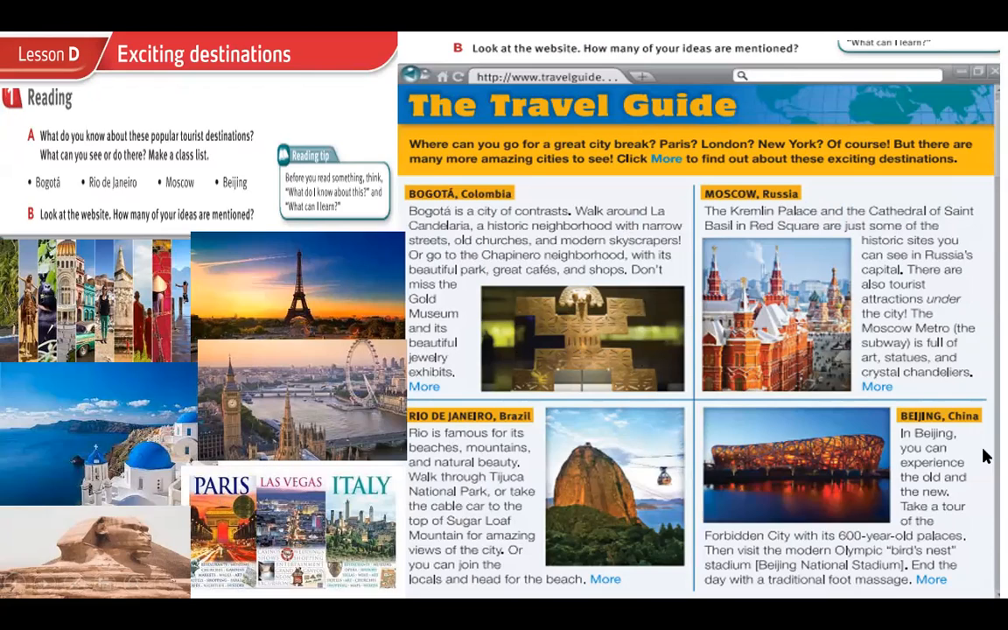Okay, what do you know about these tourist destinations? Bogota, Rio de Janeiro, Moscow, Beijing. Bogota, I don't know about Bogota, but from Colombia, no, I don't know either. Anything you know about Bogota, maybe? Ah, okay, it's here in the travel guide.